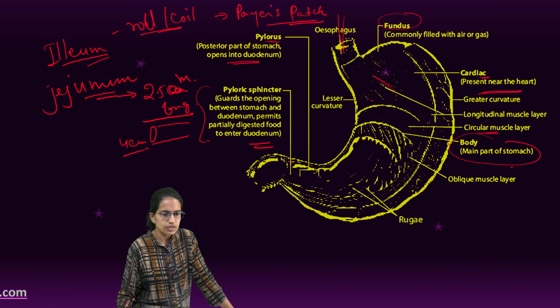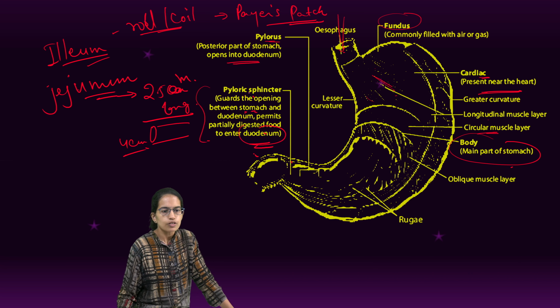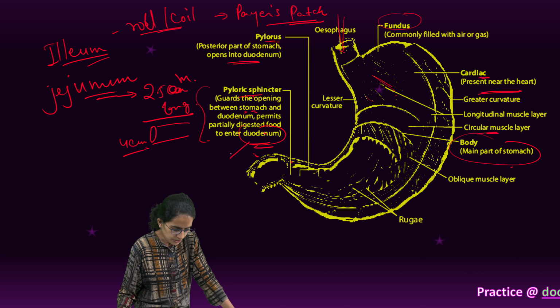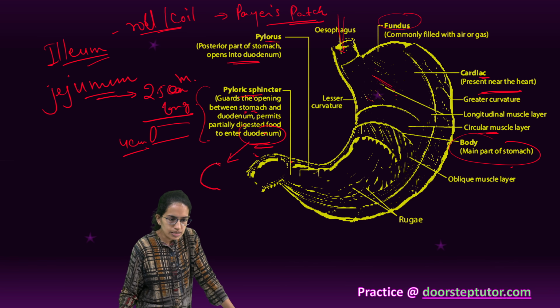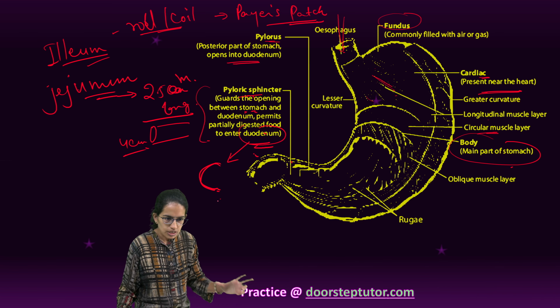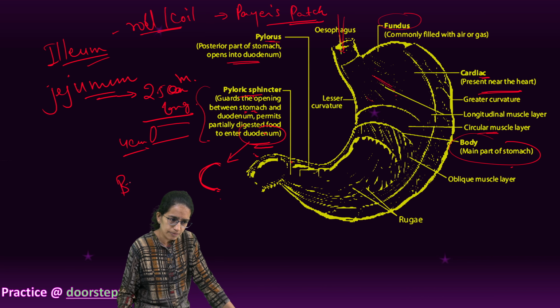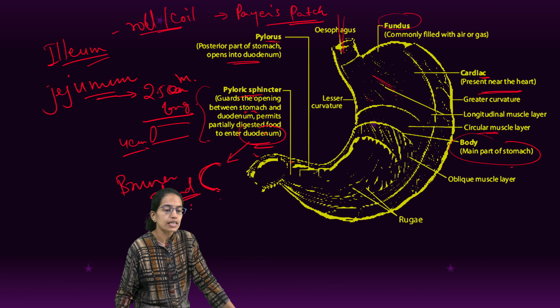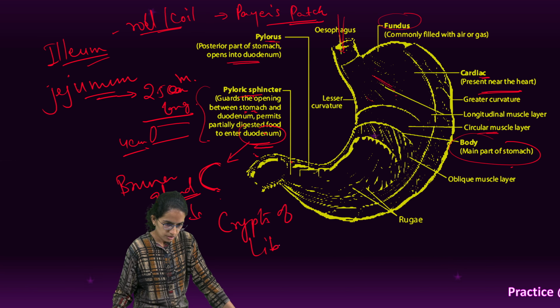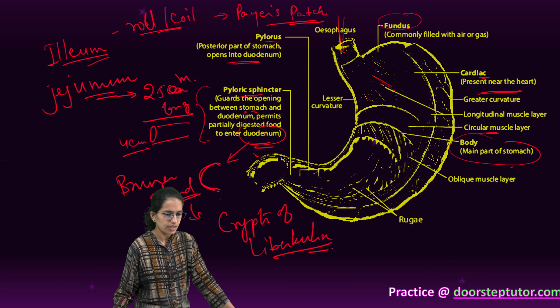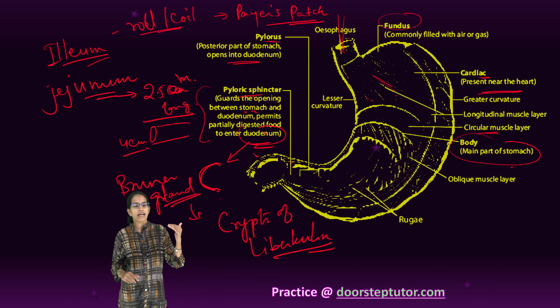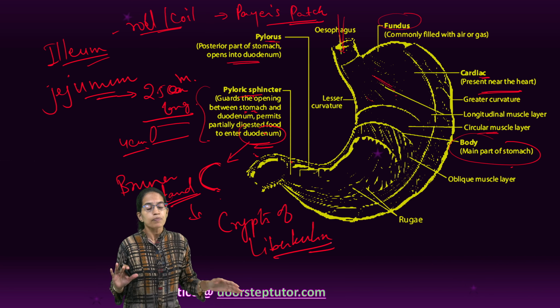Next to the jejunum is the duodenum. The duodenum is the part that connects to the stomach through the Pyloric Sphincter, and this duodenum is C-shaped, right? This C-shaped structure is short and wide. This structure has another important gland, which is known as Brunner's glands, and Brunner's glands empty into the crypts of Lieberkuhn, right? So this Brunner's gland empties into the crypt of Lieberkuhn.